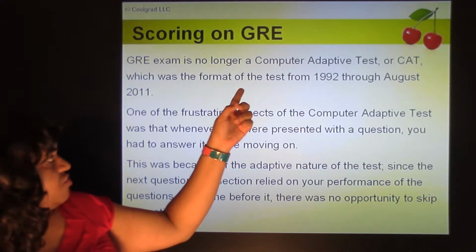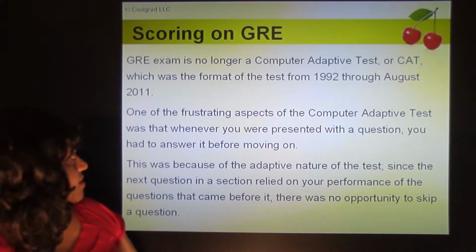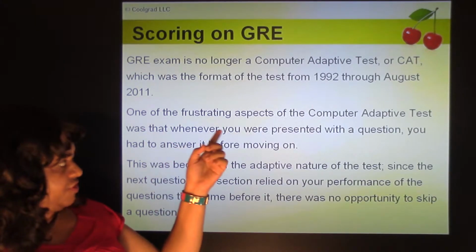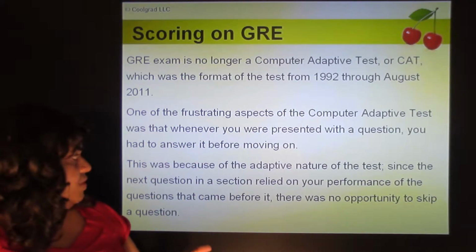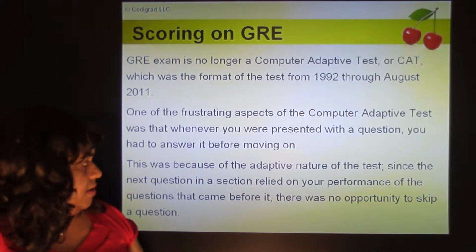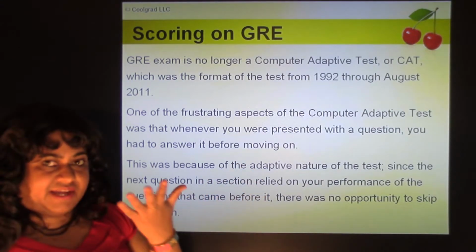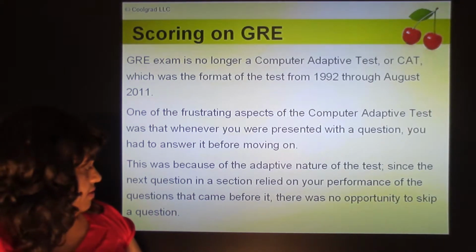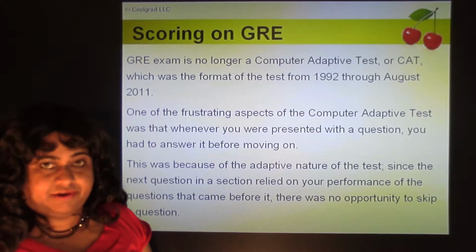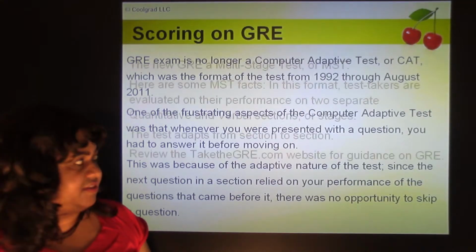So the GRE is no longer a computer adaptive test. It used to be till August 2011. One of the frustrating aspects of a computer adaptive test was that whenever you were presented with a question, you had to answer it before moving on. That was because of the adaptive nature of the test. So there was no opportunity to skip a question or revisit a question earlier. But now, I think there is an opportunity.